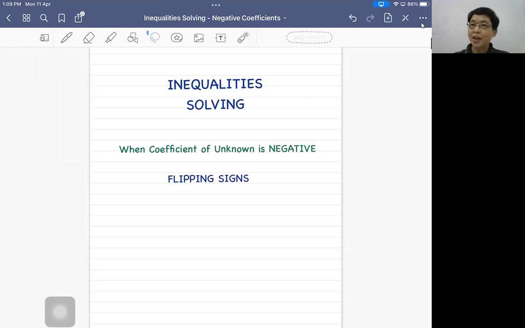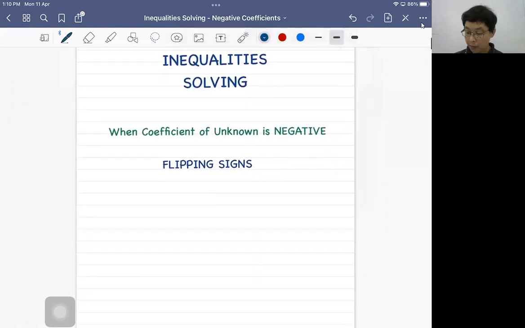Once again, in this video, we are going to explore the solving of inequalities. And in this lesson, we will focus on the case when the coefficient of the unknown is negative. And what do I mean by coefficient negative? Let me just illustrate that with a few examples.